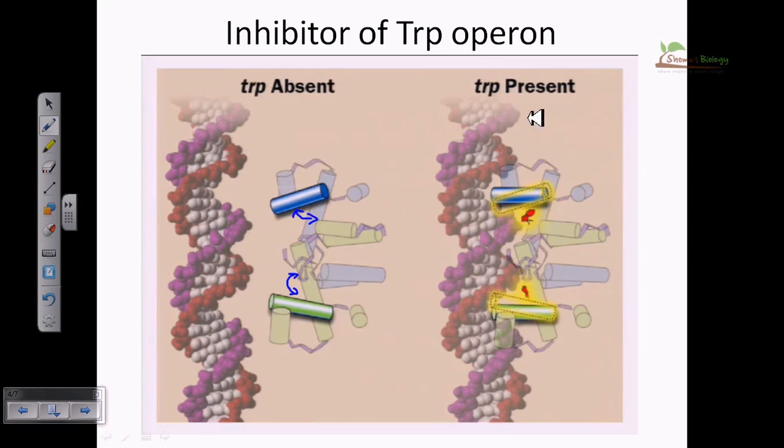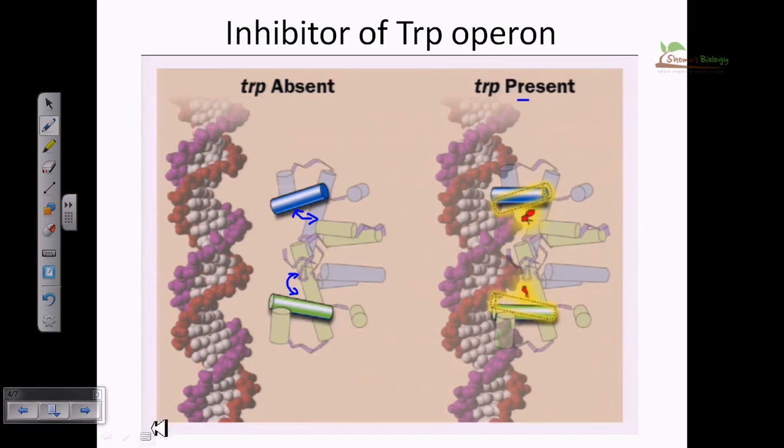But whenever there is a presence of tryptophan, tryptophan will come and attach to this repressor protein, thus changing the conformation in such a way that this repressor protein can now easily bind with the major groove of the operator site, and thus blocking the path for the RNA polymerase. As a result, the transcription of the structural genes is blocked, right?